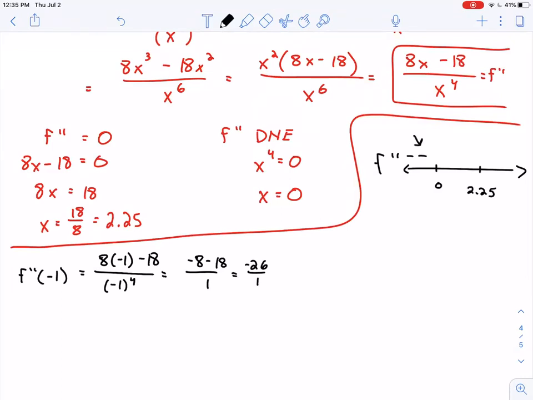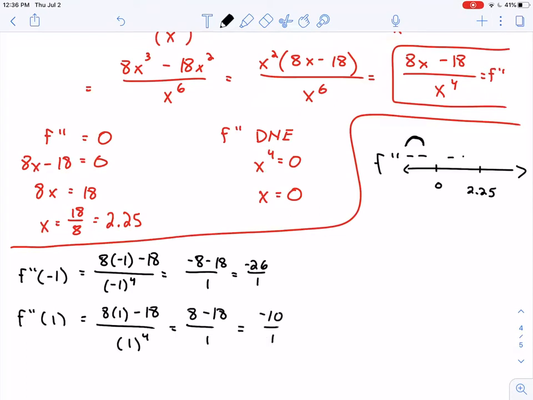That tells me my function is concave downward, because that's what the second derivative tells me. It's easy to get lost in these problems because there's so much going on here. So I'm going to draw a concave downward graph. Next, I need a number between 0 and 2.25. I will take just positive 1 this time. 8 times 1 minus 18, all over 1 to the 4th. This is 8 minus 18 all over 1, negative 10 over 1. So once again, I have a negative, and my function is still concave down on 0 to 2.25.